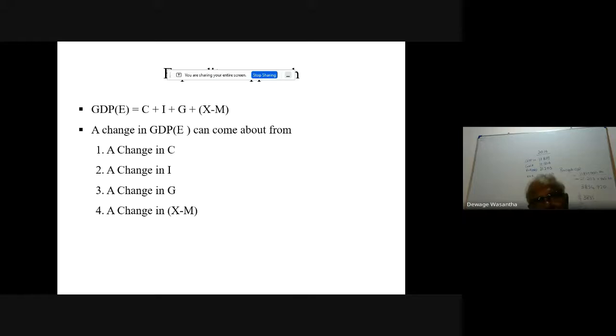Then X, exports, M, imports. X minus M. That is the GDPE formula: C plus I plus G plus X minus M. All the expenditure: consumption expenditure of the private sector, investment expenditure of the private sector, government consumption and investment expenditure, exports value, imports value. Financial flows.